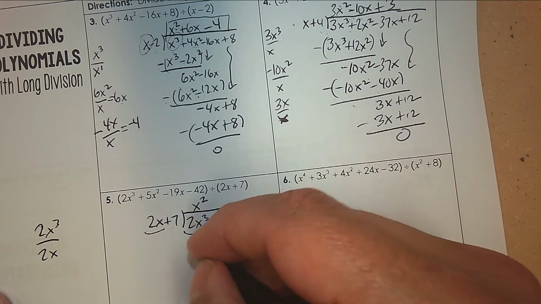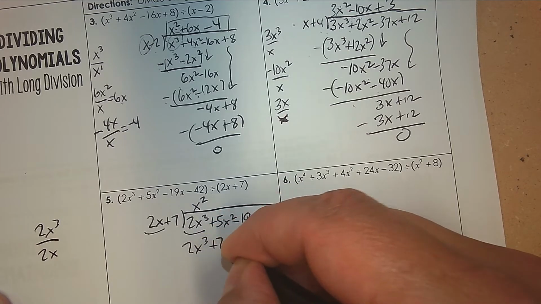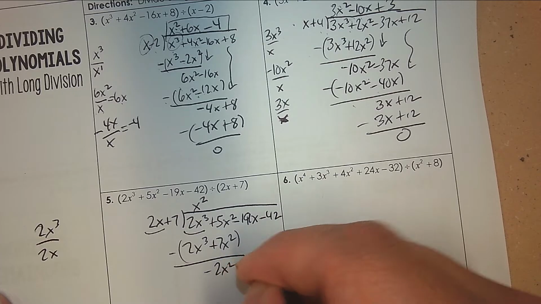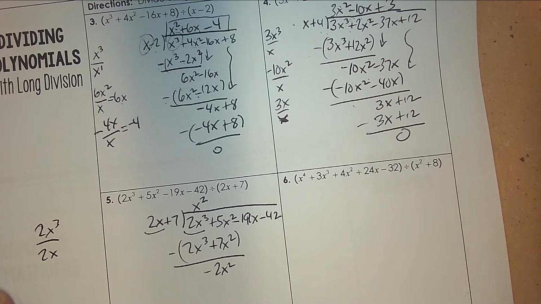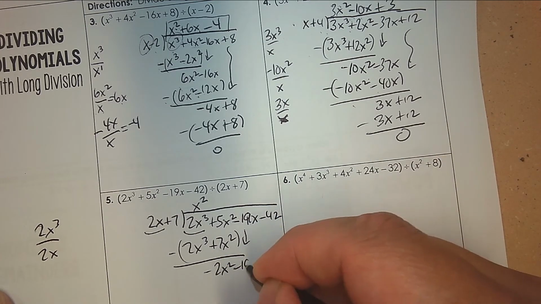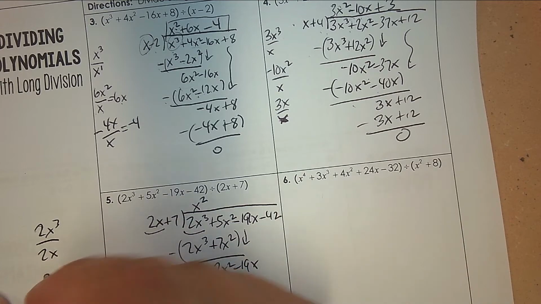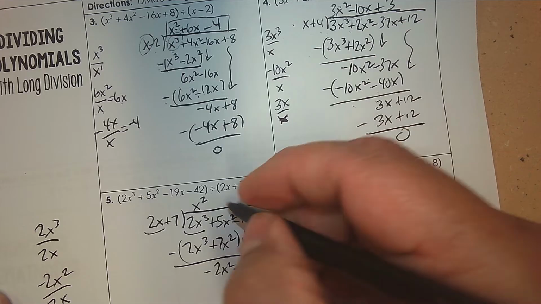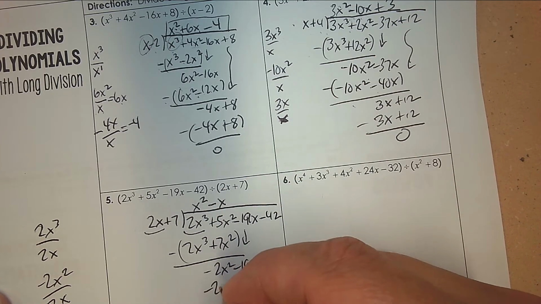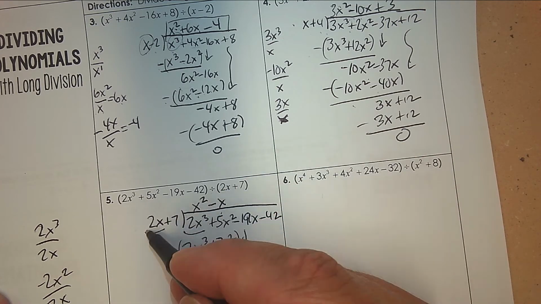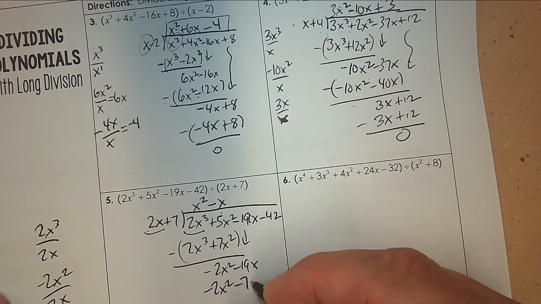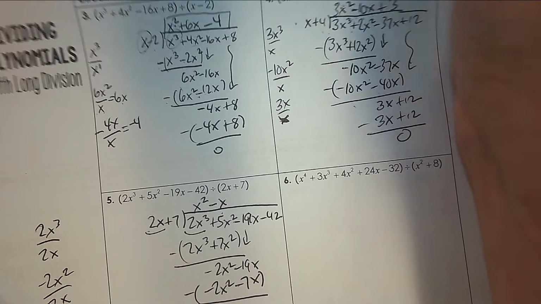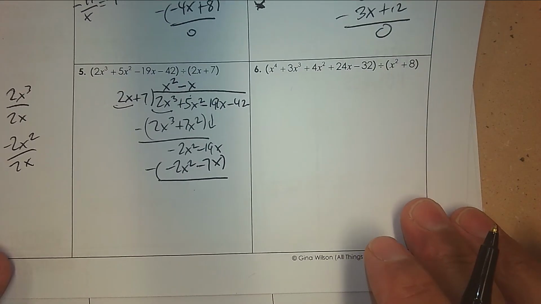Distribute. Subtract. Bring down the next term. So again, now we have negative 2x squared divided by 2x. That gives me negative 1x. Take the negative x and multiply both. Make sure when you subtract a negative, you're aware of it. So when you subtract a negative, you're adding.